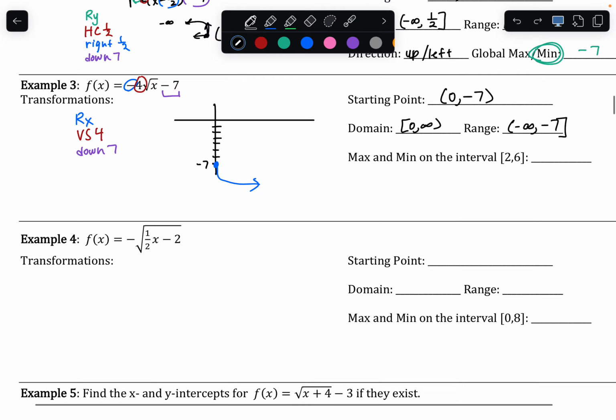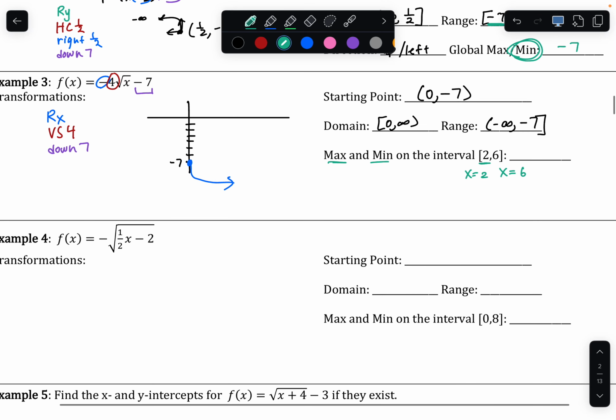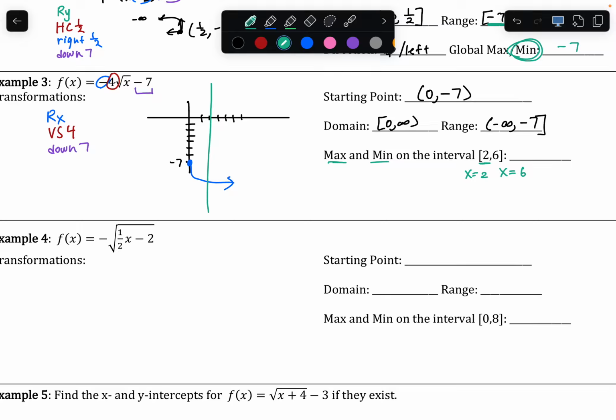Okay, and so for our interval, they want to know between x equals 2 and between x equals 6, what would be the max and min. And so I'm going to graph that interval at 2 and 6. So here's x equals 2, and then here's x equals 6.